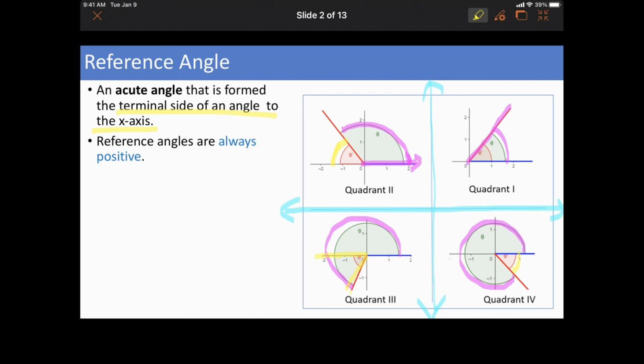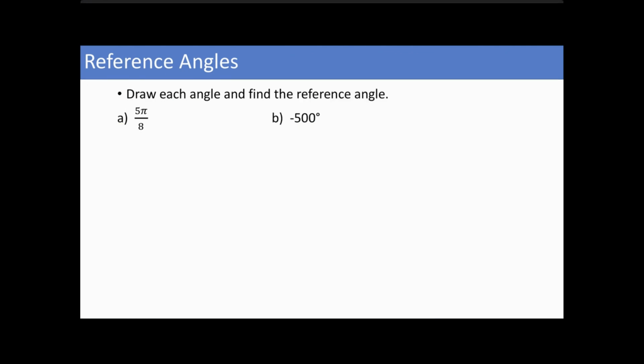So the reference angle is really important in the unit circle, and you have to find it before you can evaluate the trig function. All right, so we talked about that. The green was the standard angle, the angle that they gave you, and then the red was the reference angle.